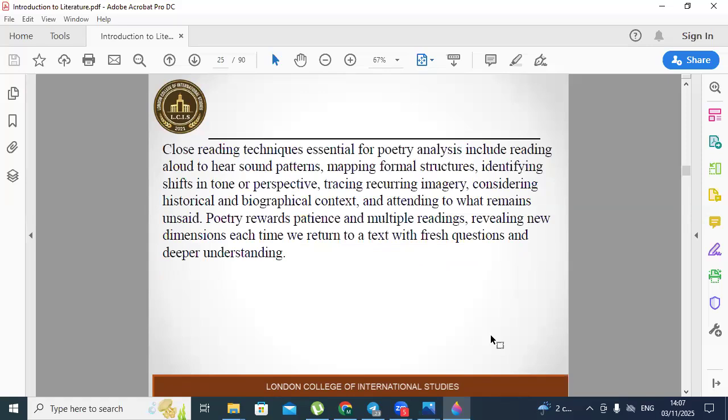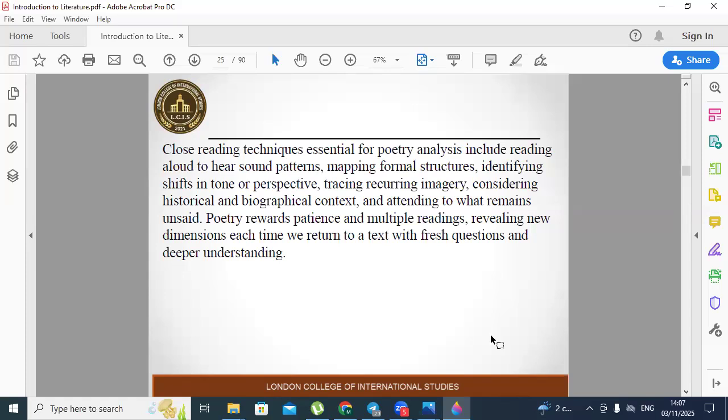Close reading techniques for poetry. Close reading techniques essential for poetry analysis include reading aloud to hear sound patterns. Poetry is meant to be heard. Reading aloud reveals rhythms, rhymes, and sonic patterns you might miss reading silently. Mapping formal structures: identify the rhyme scheme, count syllables to determine meter, notice line breaks and stanza divisions. Understanding the formal structure helps you see how the poet uses form to create meaning.